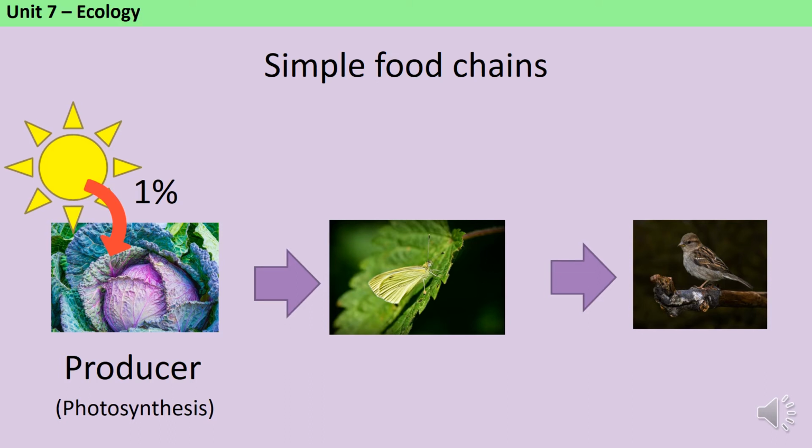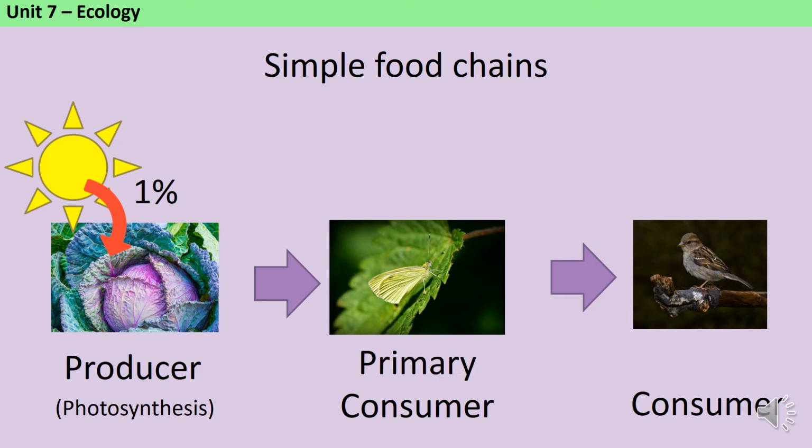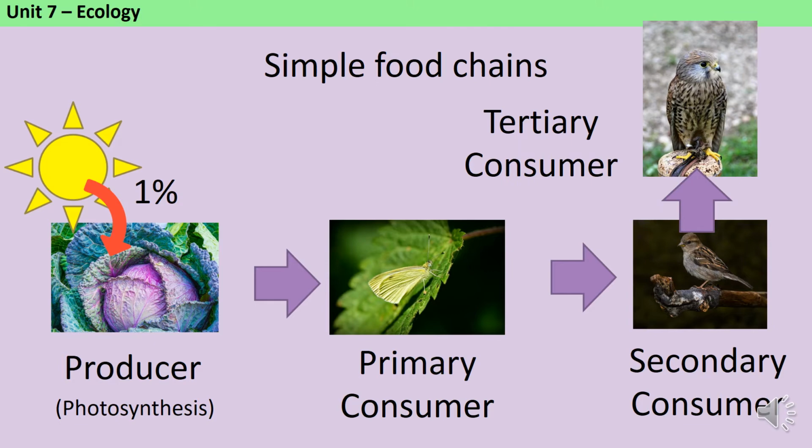So organisms that can make their own food are called producers, and everything else is a consumer, consume meaning to eat. We can give these different levels, so something that consumes a producer is a primary consumer, and something that consumes a primary consumer is a secondary consumer. And in fact, we even have tertiary consumers.